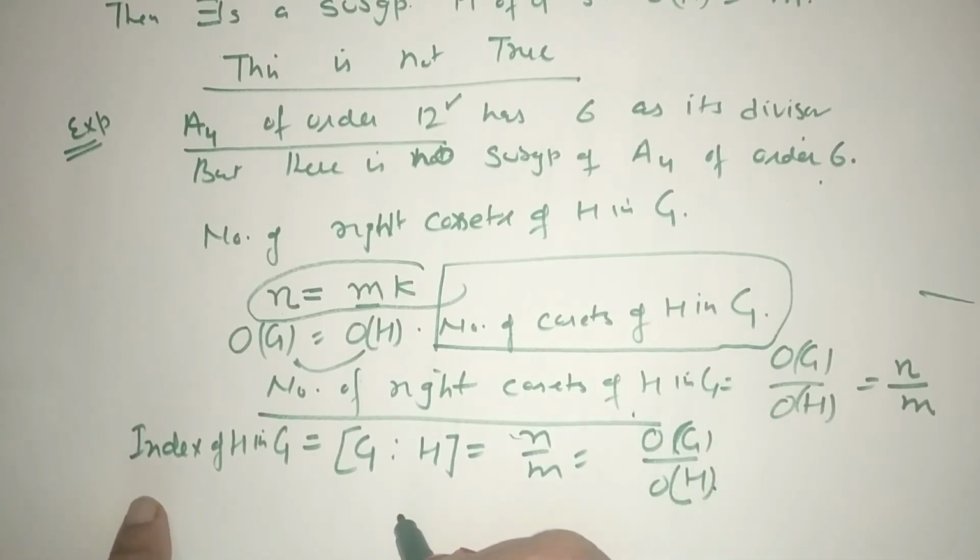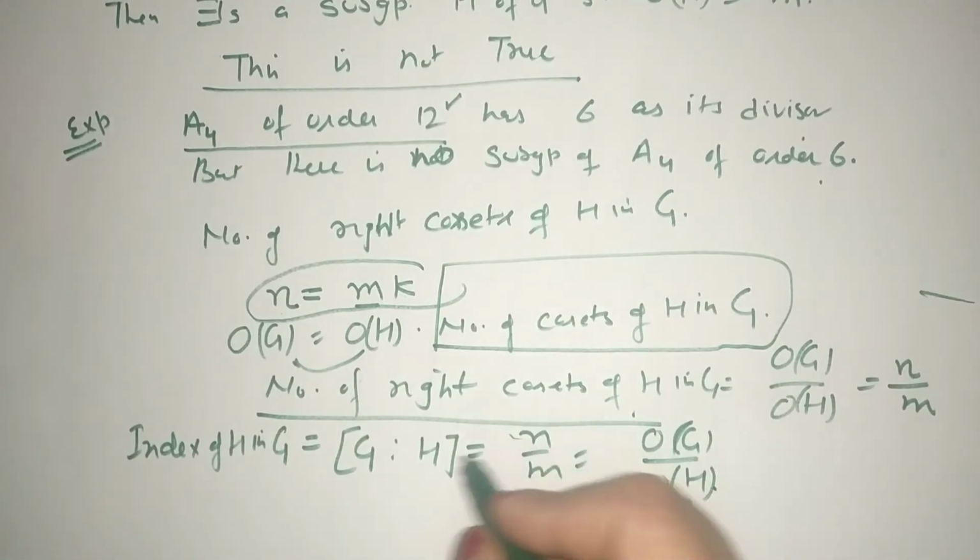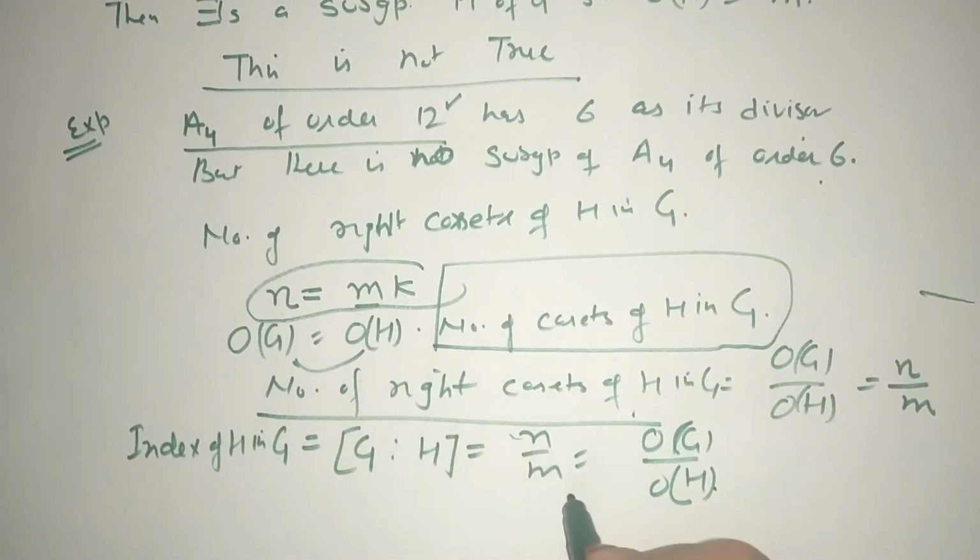So in this way we can find the total number of right cosets in G. And one more thing, we know that there is a one-to-one correspondence between right and left cosets of H in G. That is a property of cosets. So if the number of right cosets is k, then the number of left cosets will also be k.